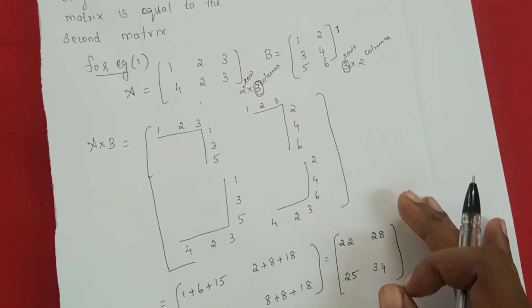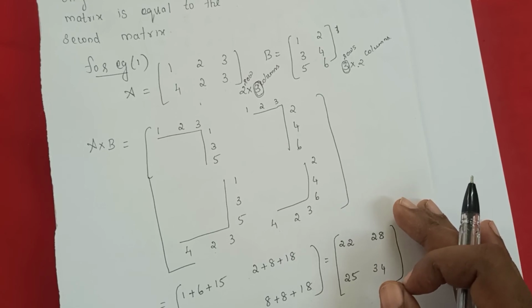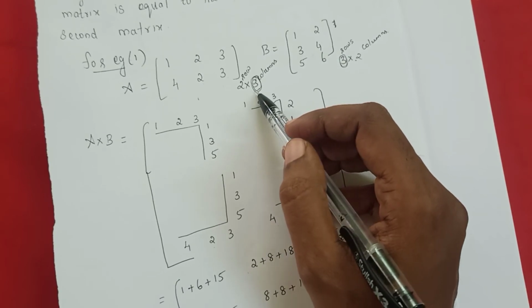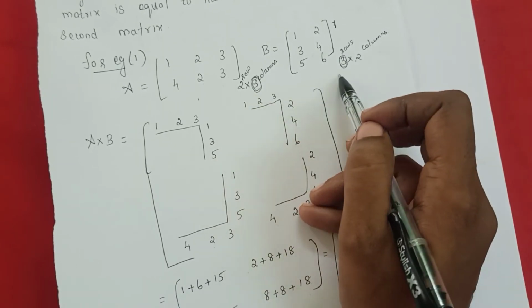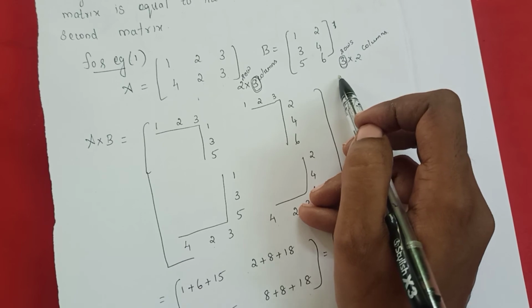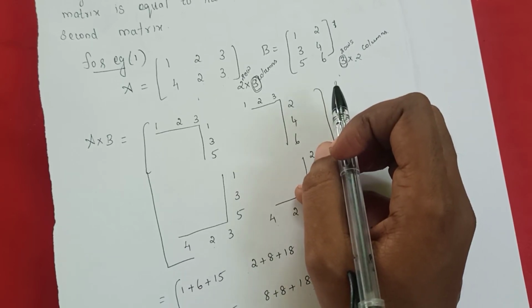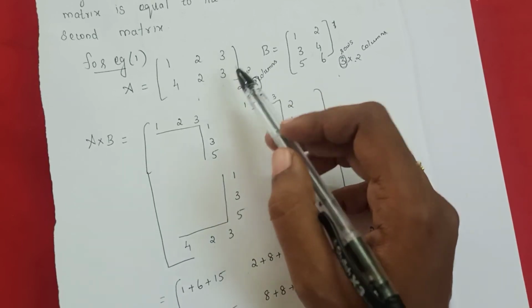Do you all understand? If you need to multiply two matrices, what's the condition? The number of columns in the first matrix must be equal to the number of rows in the second matrix. Got it? It's a very important condition. If you know this, then only you can go further. So keep it in mind.